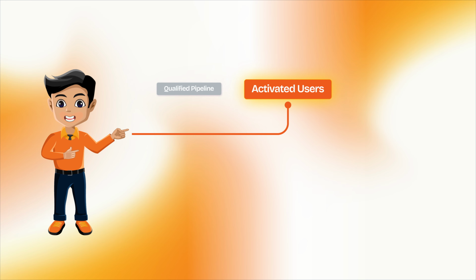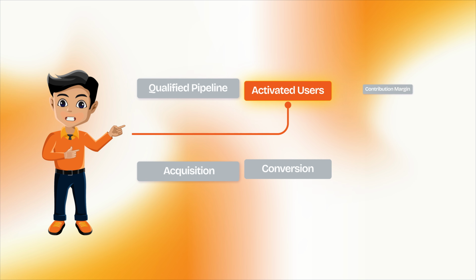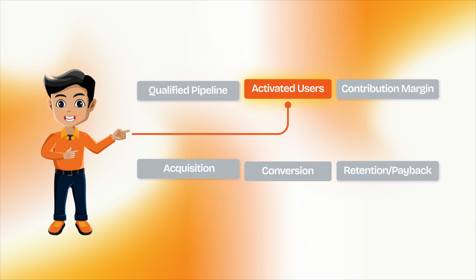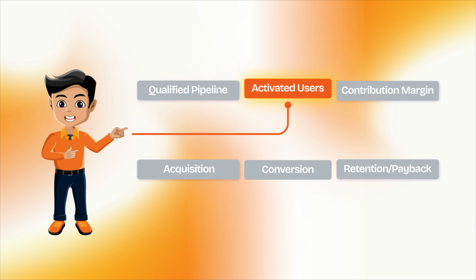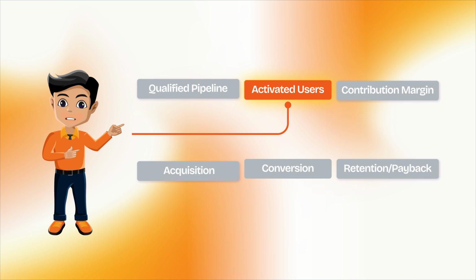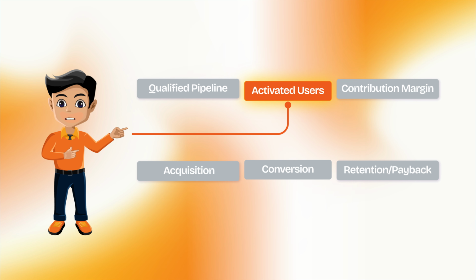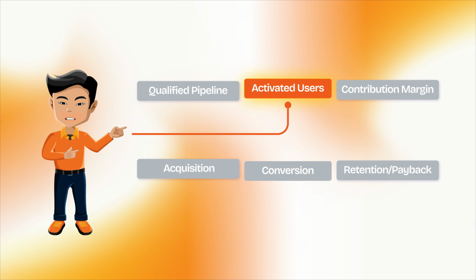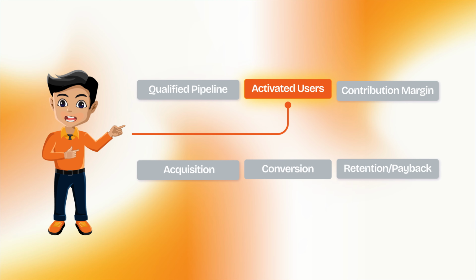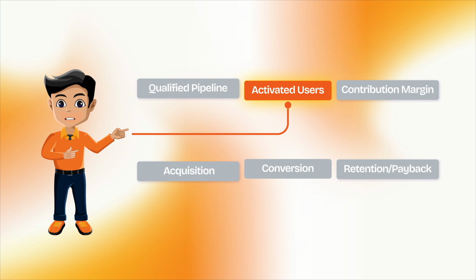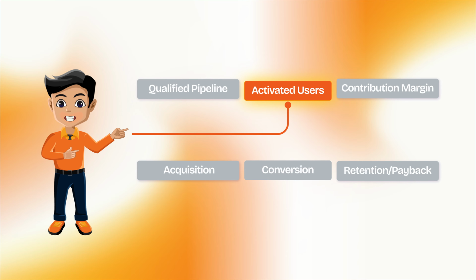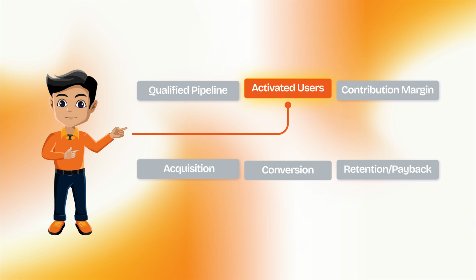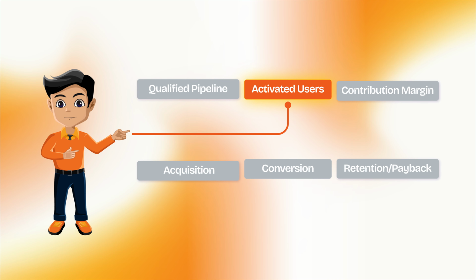Let's set outcomes and diagnostics. Choose 1 North Star business outcome for this quarter: qualified pipeline, activated users, or contribution margin, depending on your model. Then pick 3 supporting metrics: 1 acquisition metric, 1 conversion metric, 1 retention or payback metric. Examples: demo requests from ICP accounts, landing page conversion rate to lead, activation within 14 days, payback under 9 months. If everything's a priority, nothing is.